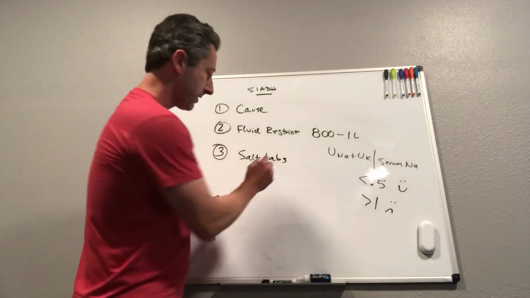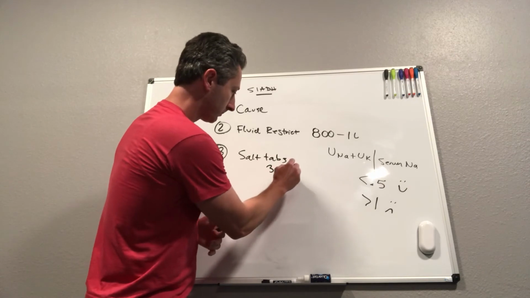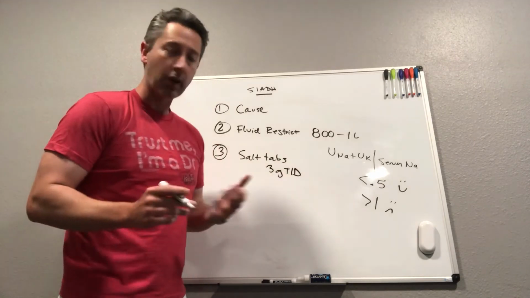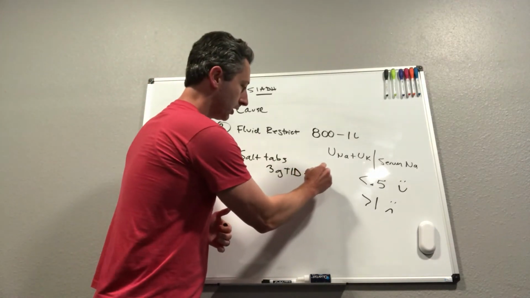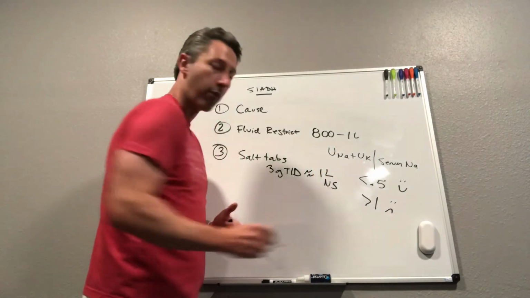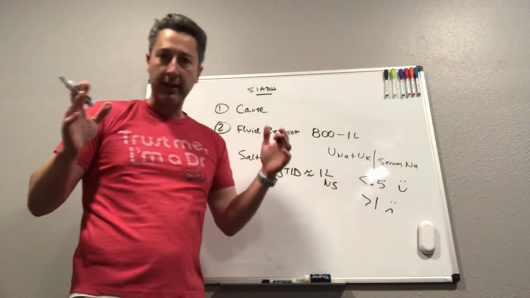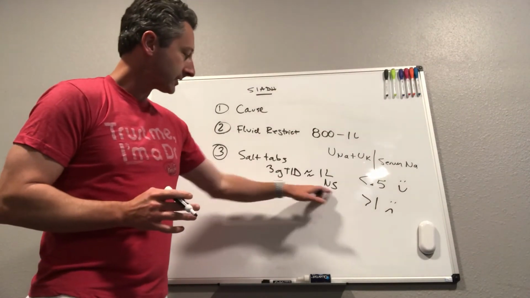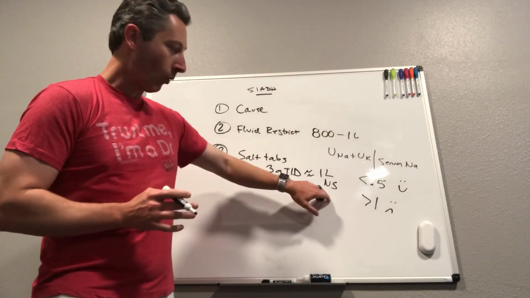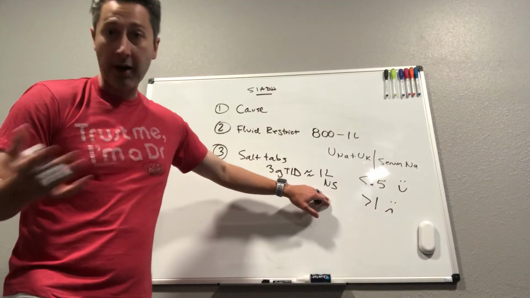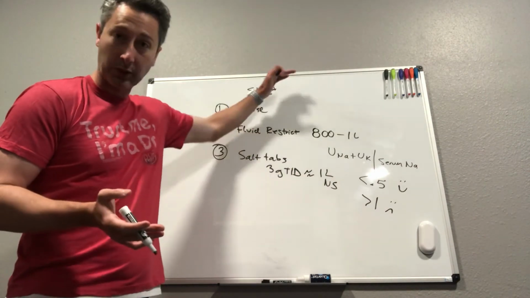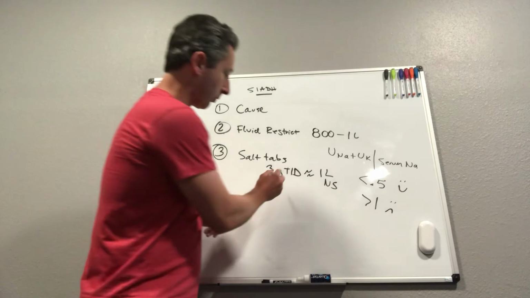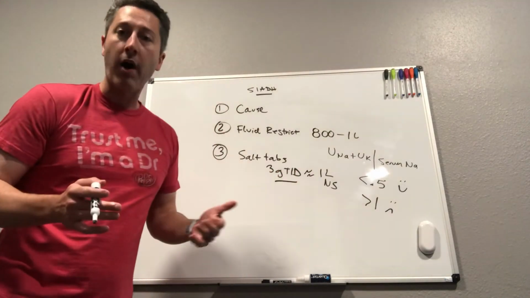What you want to remember is 3 grams TID of salt tabs is equivalent to about 1 liter of normal saline in terms of solute content. The only difference between these is that in 1 liter of normal saline, you actually have water along with it, right? And we said that this was a water problem. So the salt tabs don't have any water in it.